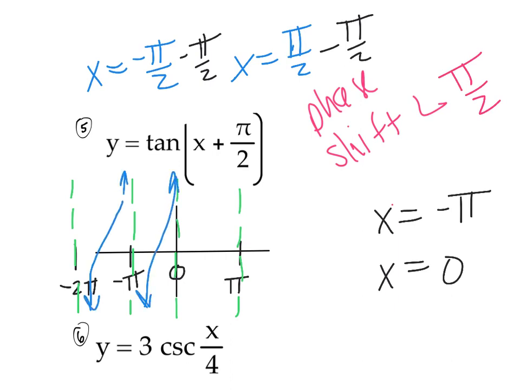Guys, out of the 5 questions on your test, 2 of them will be tangent and cotangent. How much is each question worth? 20 points. So if you're sitting here fooling around and you get 40 points off, the highest grade you can get is a 60.